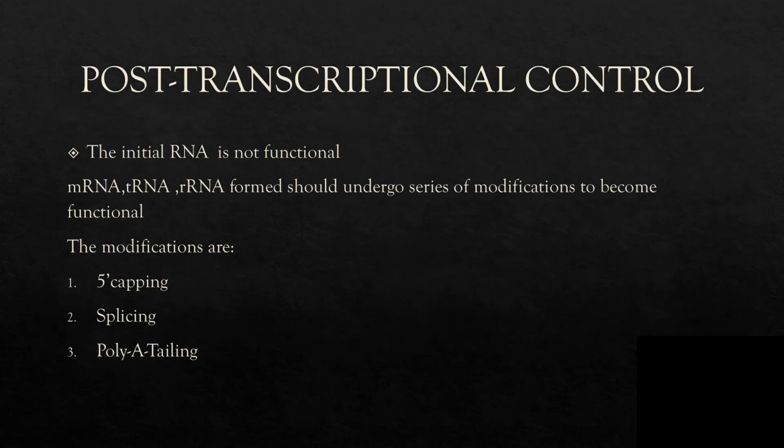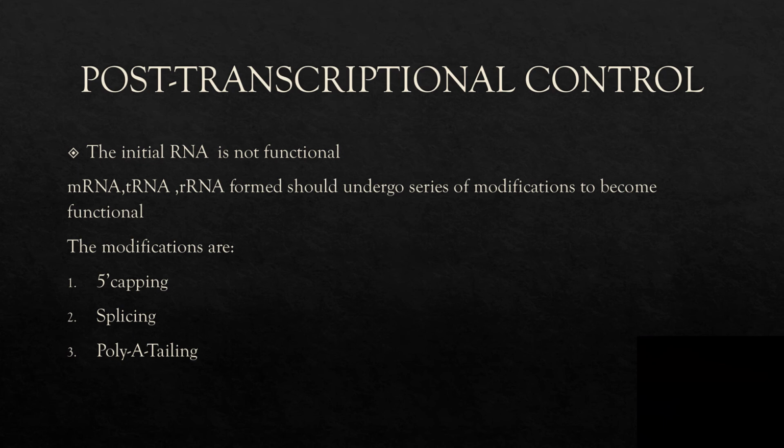Now moving on to post-transcriptional control. Here the initial RNA is not very functional. The types of RNAs like mRNA, tRNA, and rRNA which are formed have to undergo a lot of modifications to become functional. Those modifications are 5' capping, splicing, and poly-A tailing. 5' capping means that a 7-methyl guanosine is added at the end of the mRNA. And splicing means the removal of introns and bringing exons together.